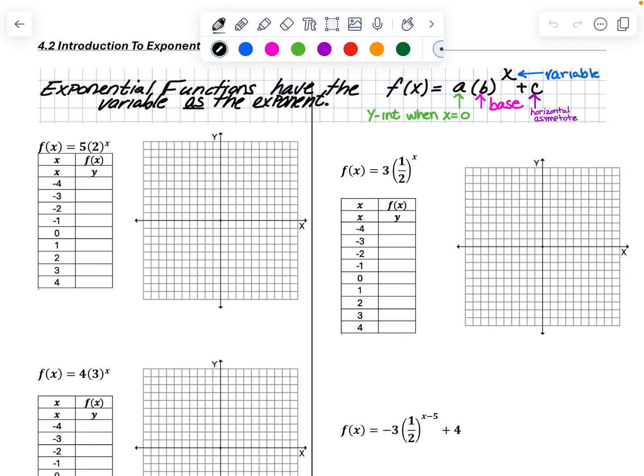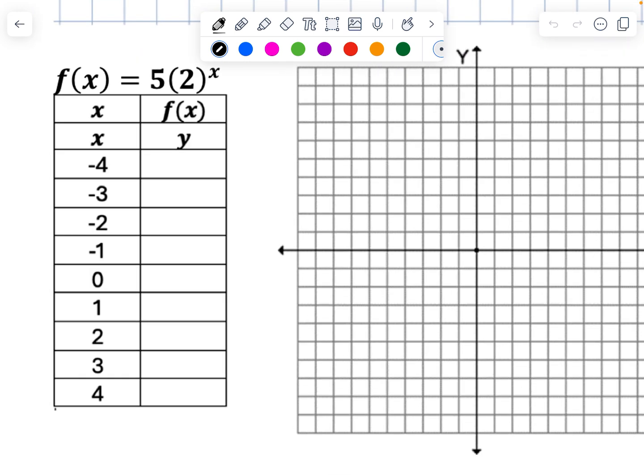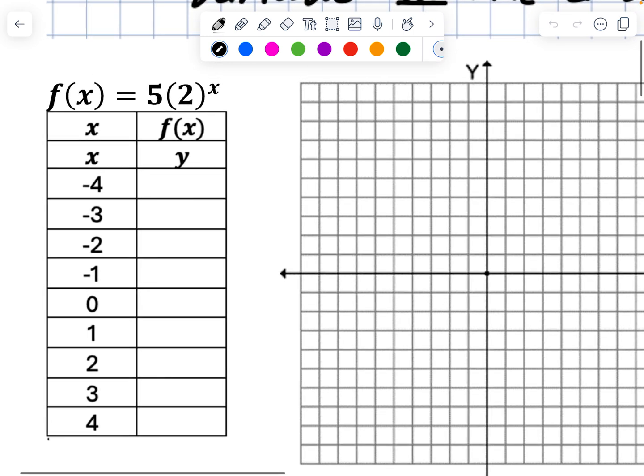Hello friends, this video is on exponential functions. Exponential functions are functions that have the variable as the exponent. So if we look at our very first example here, we notice right away that our value of x is in the exponential area, is the power. That makes this an exponential function.